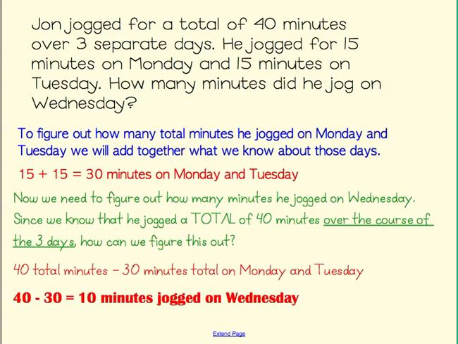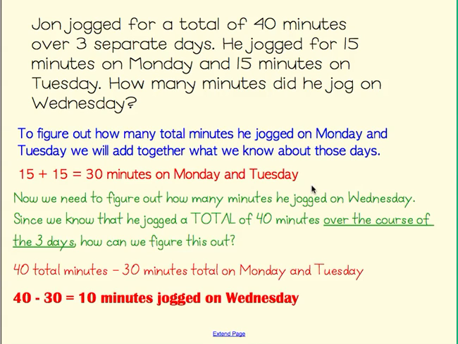To figure out how many total minutes he jogged on Monday and Tuesday, we're going to add together what we know about those days. So we have 15 minutes for Monday, 15 minutes for Tuesday. When we add those numbers together, 15 plus 15 equals 30 total minutes on Monday and Tuesday. So we know so far his total for Monday and Tuesday is 30 minutes.